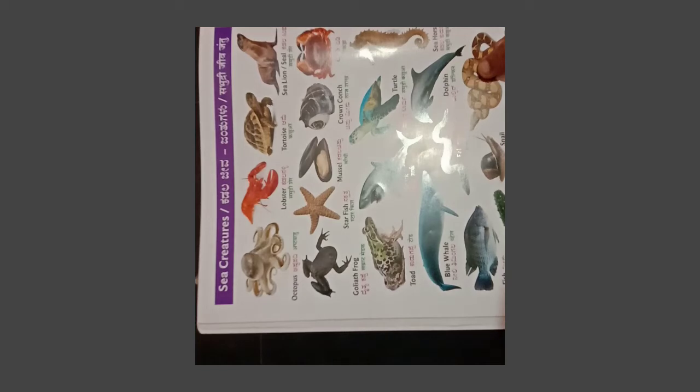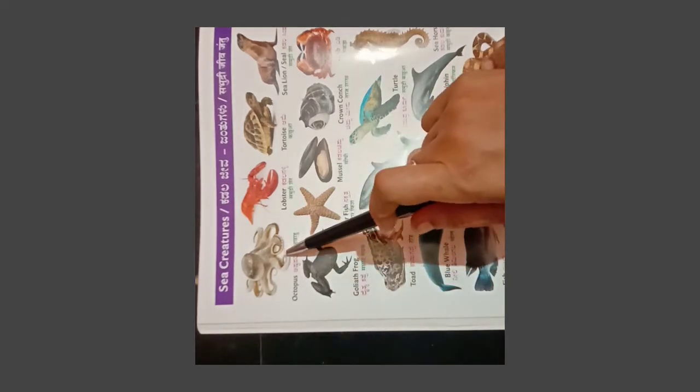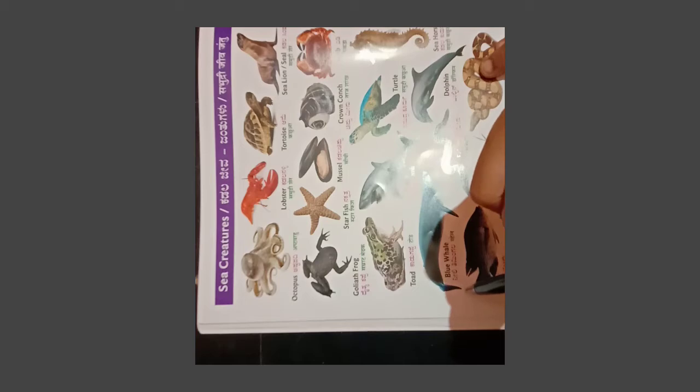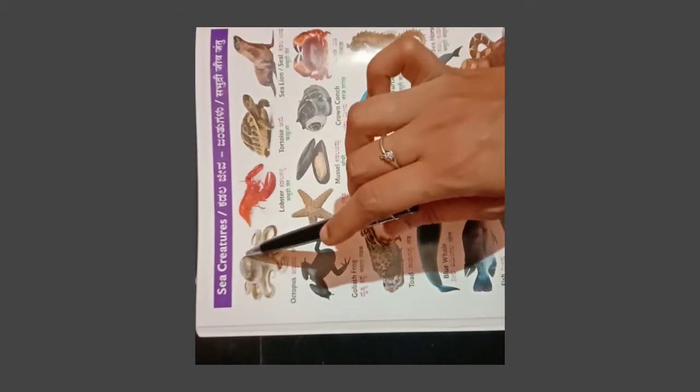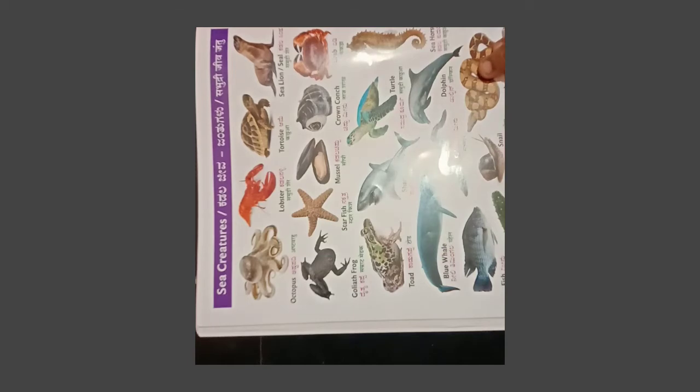Octopus means ashtapadi. Octo means eight, eight parts. See, look at the picture. The octopus has eight legs. 1, 2, 3, 4, 5, 6, 7, 8. Eight legs, so it is called octopus.